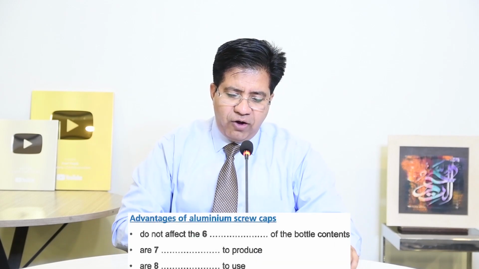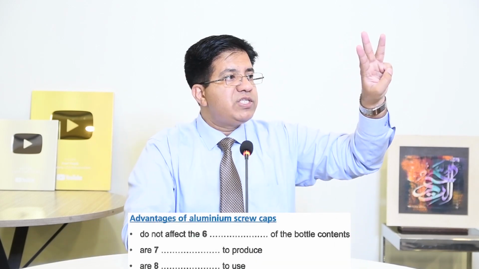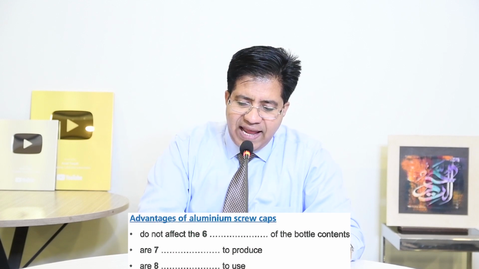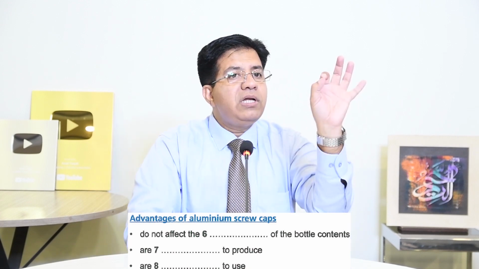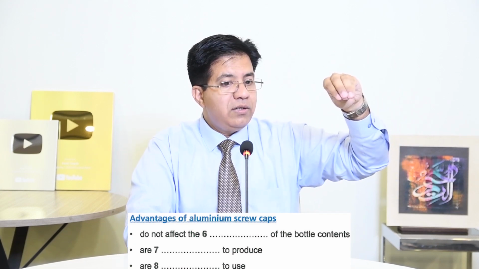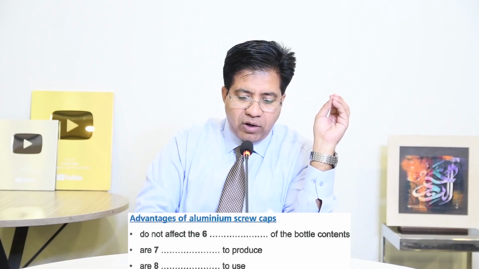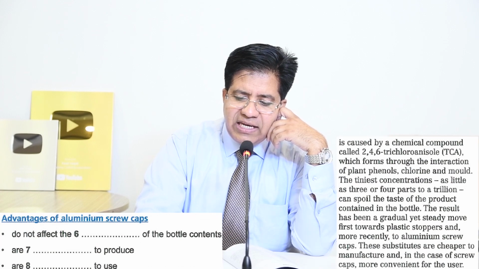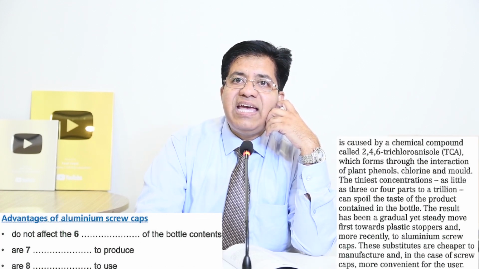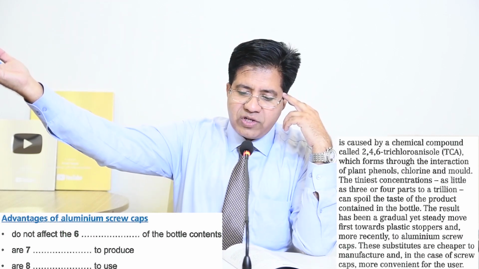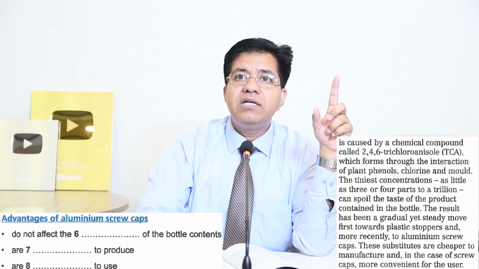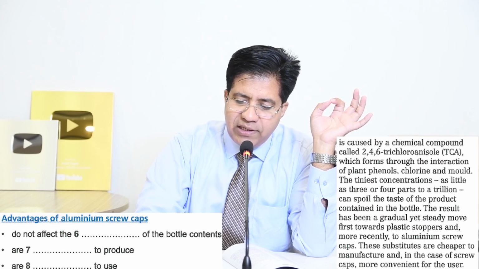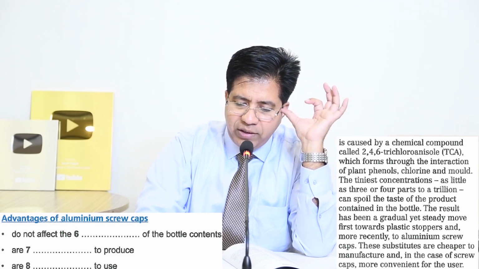Okay. Advantages of aluminium screw caps. And they have given 3 points. What does that mean? There are 3 advantages. Do not affect the dash of the bottle contents. Bottle contents means what is inside the bottle. Please come back. It's the second last paragraph. I'm reading it from the tiniest concentrations. Found it? Right side column, fourth line, fifth line. Everyone found it? The tiniest concentrations, as little as 3 or 4 parts to a trillion, can spoil the taste of the product contained in the bottle.